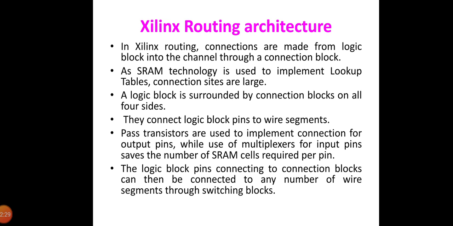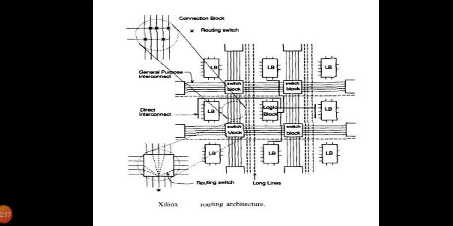The logic block pins connecting to connection blocks can then be connected to any number of wire segments through the switching block. So this diagram shows the hierarchical Xilinx LCA interconnect architecture. The vertical lines and horizontal lines run between CLBs. The general purpose interconnect joins switch boxes. They are also known as magic boxes or switching matrices.